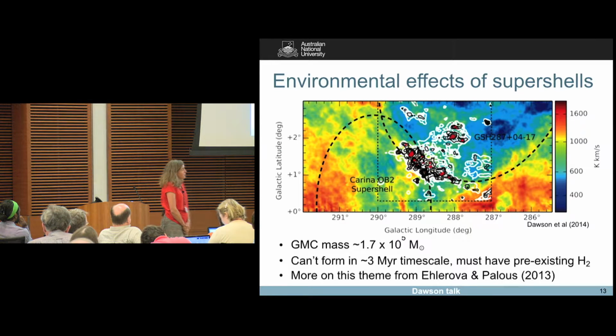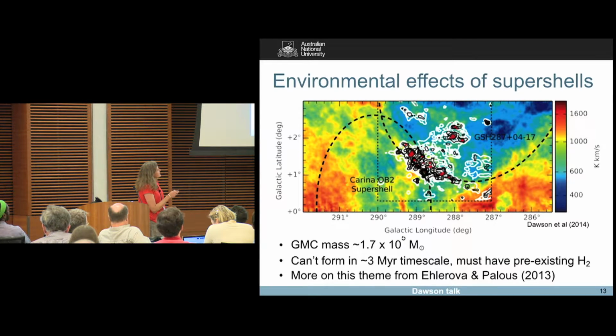But you can form some very, very big molecular clouds in between shells, like this example from Dawson et al. 2014, where a giant molecular cloud formed at the intersection of two H1 shells, which brought them together and collected this extremely massive cloud. There's more on this theme, fairly recently from Elarova and Palou, where they're looking at the correlation of CO and supershells around the galaxy.